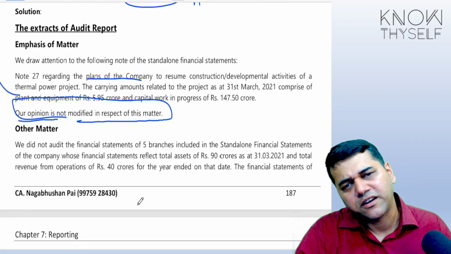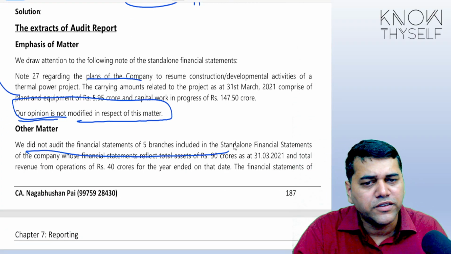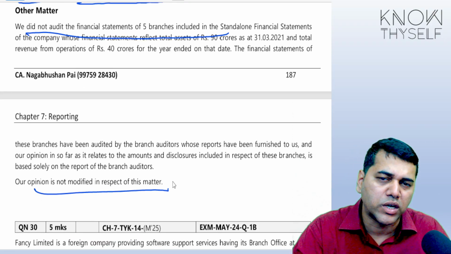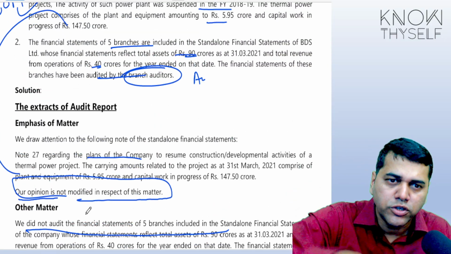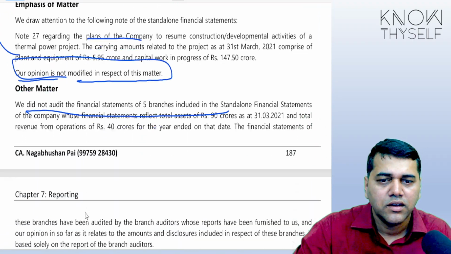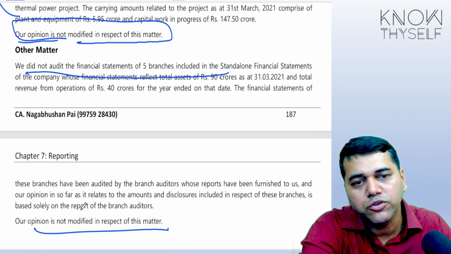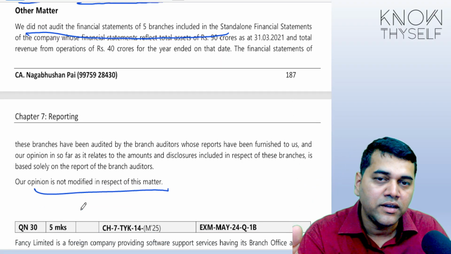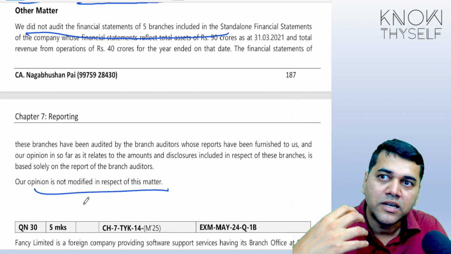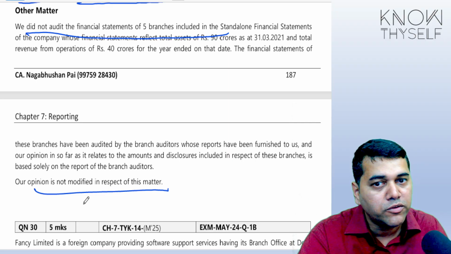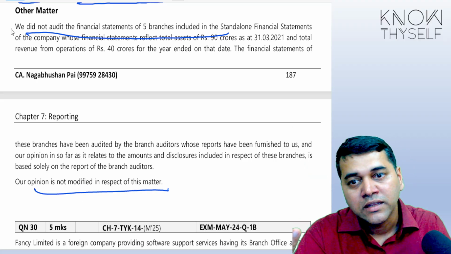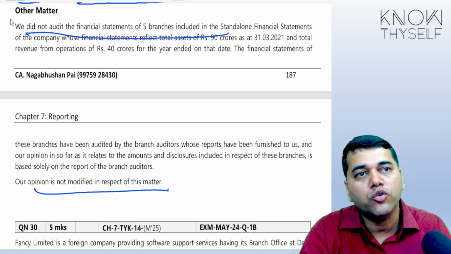Coming to the other matter paragraph, write the same story. We did not audit the financial statements of 5 branches, so and so. Our opinion is not modified. Whatever story they have given, the same story you can write there, because it is communicating to the users what happened. So you have got flexibility there. This is how the standards bring comparability, because of the common words, paras and phrases. It brings flexibility also, because in these places you can explain in your own words what happened.